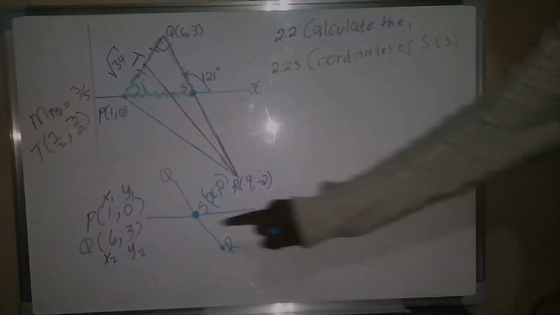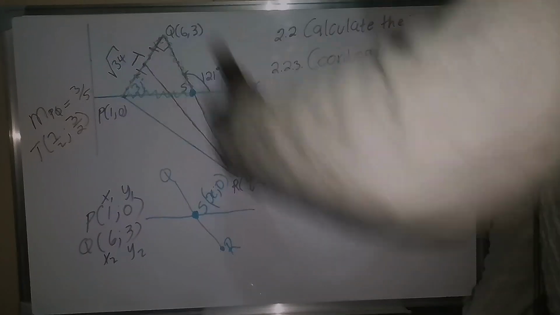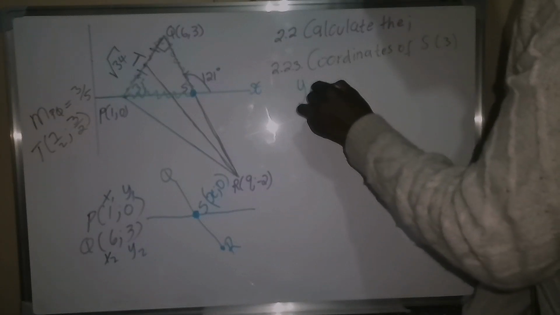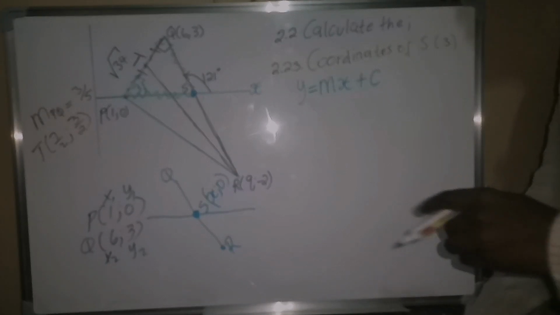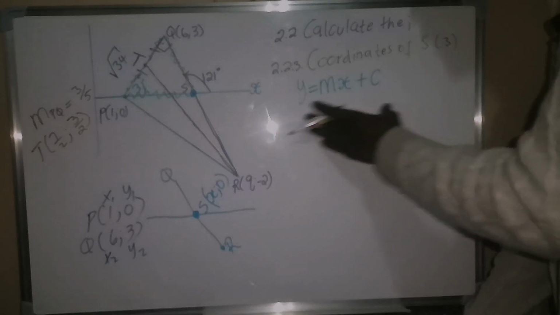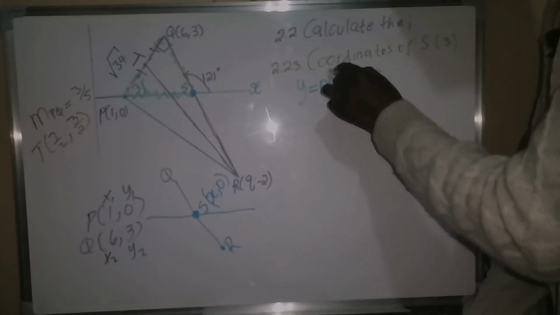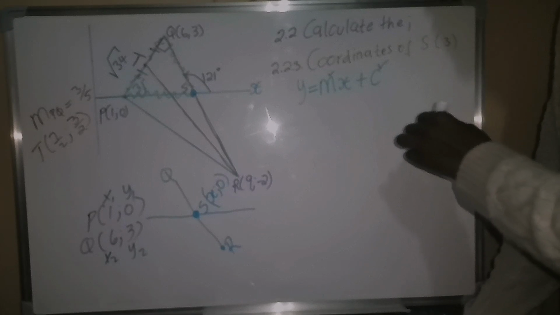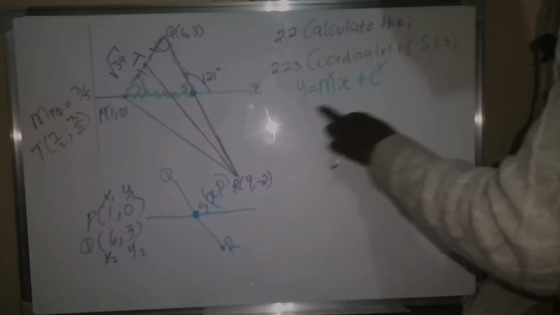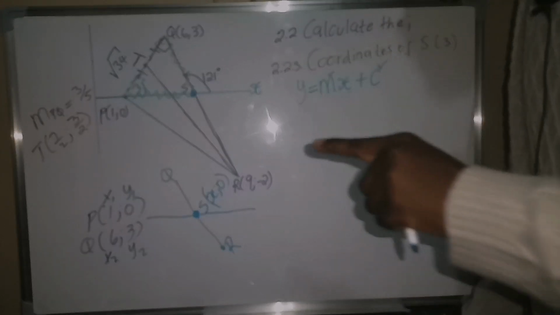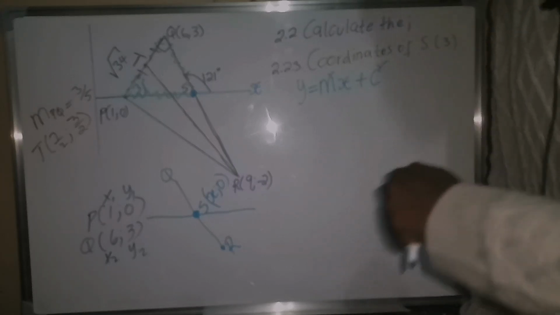For us to find S, we need to know the equation of QR. QR is a straight line, which means y equals mx plus c. This is how you find the equation of a straight line. Now, m represents our gradient and c represents our constant. x is the x coordinate and y is the y coordinate. We don't have the gradient of line QR, but we can find it in many ways.